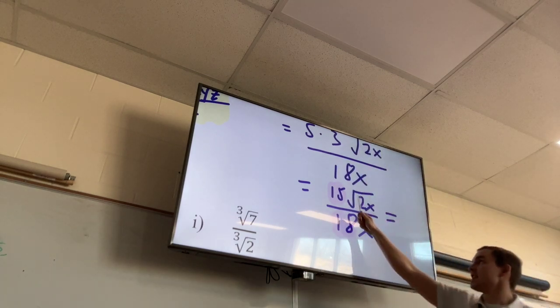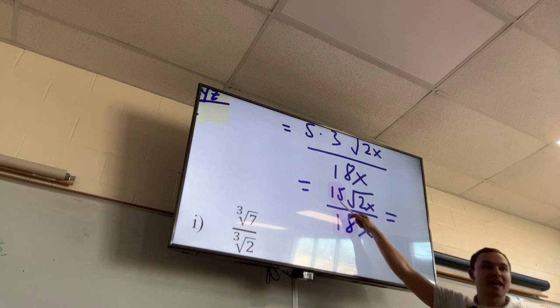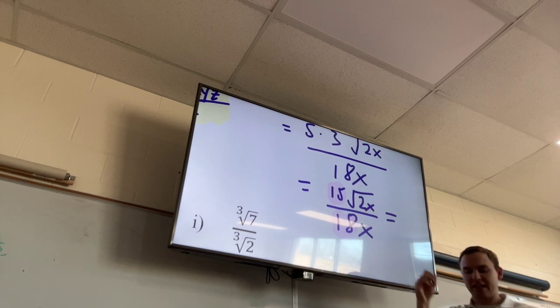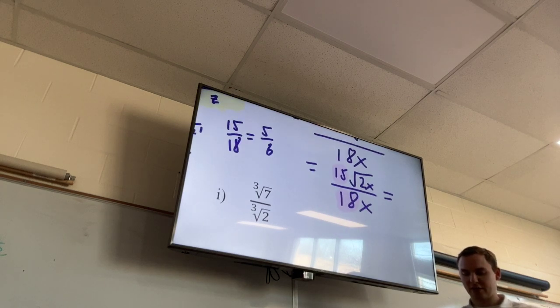Okay, so these two whole numbers that you have at the end that are outside of everything, you gotta treat those like a fraction. Is 15 over 18 a fully simplified fraction? No. It simplifies to 5/6. Okay? So my answer is 5 root 2x all over 6x.